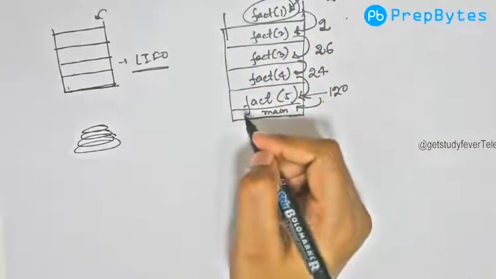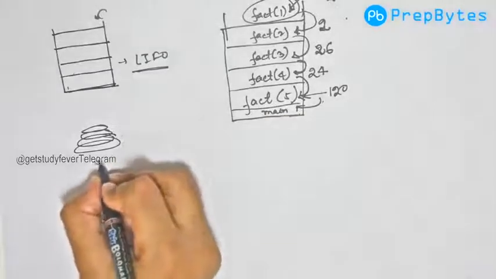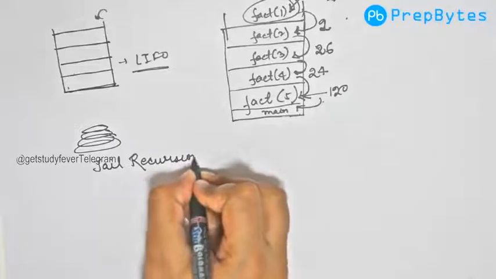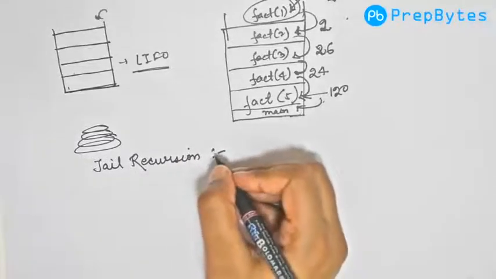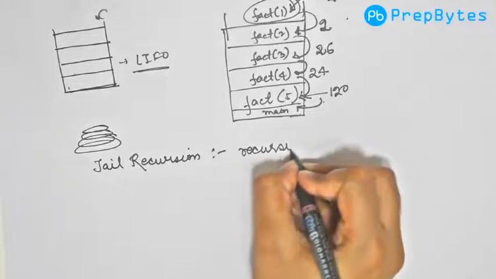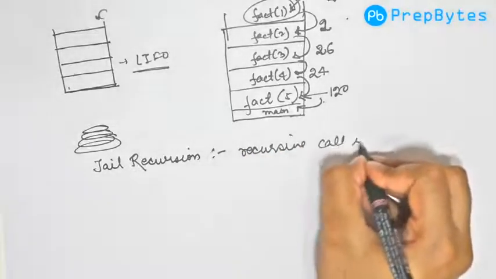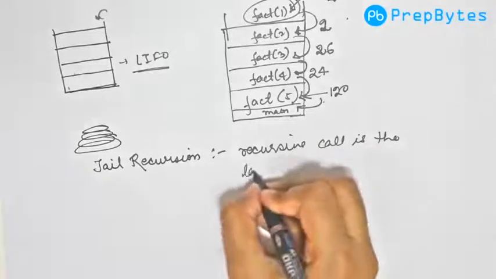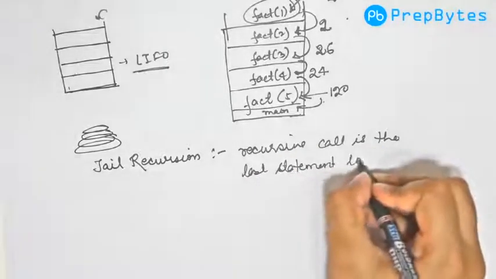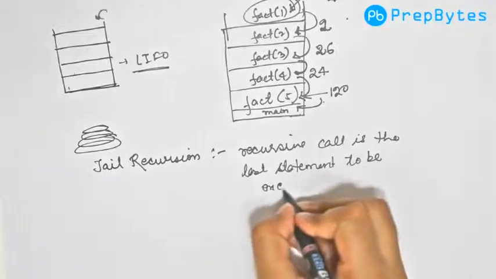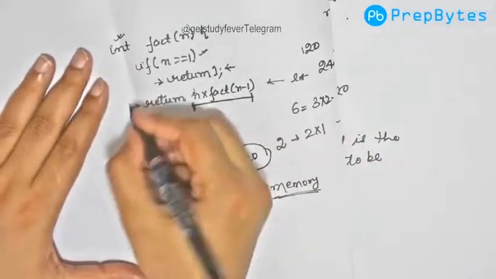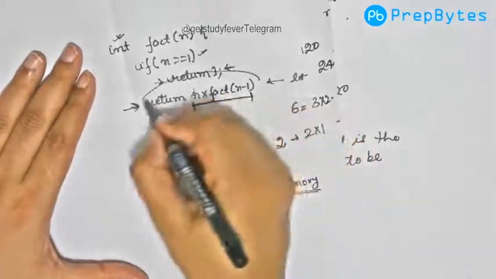Okay, one small concept related to recursion is tail recursion. It's just kind of a definition. We say tail recursion is a case in which the recursive call is the last statement to be executed. As we can see in the previous code, this was the last statement to be executed. So this is tail recursion.